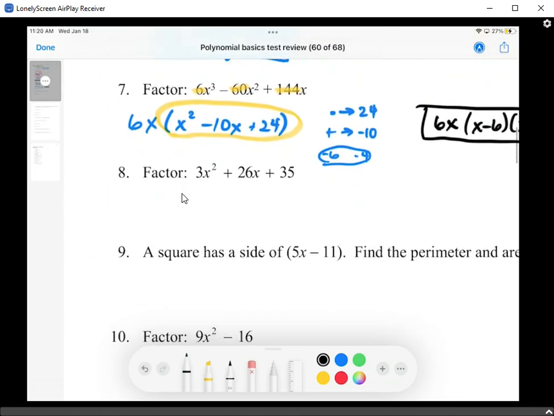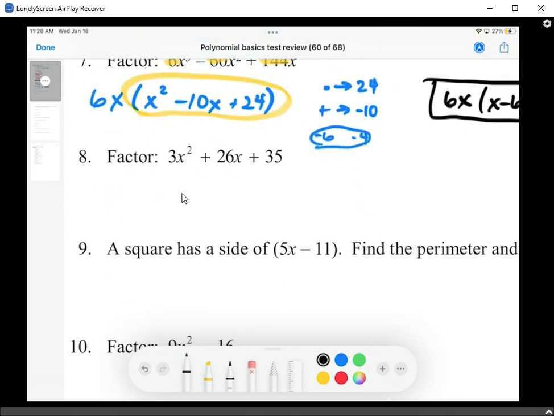All right. Number 8. That is going to be a slip and slide type of problem. And you can already tell that the numbers are going to get pretty large. So let's do that. Send the 3 down to the end. Make it x squared plus 26x plus 105 when you multiply 3 times 35.